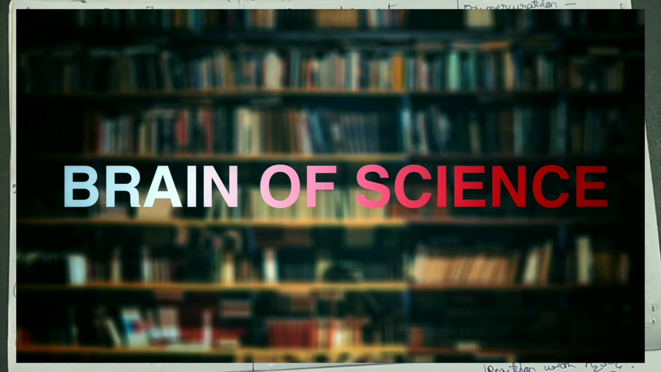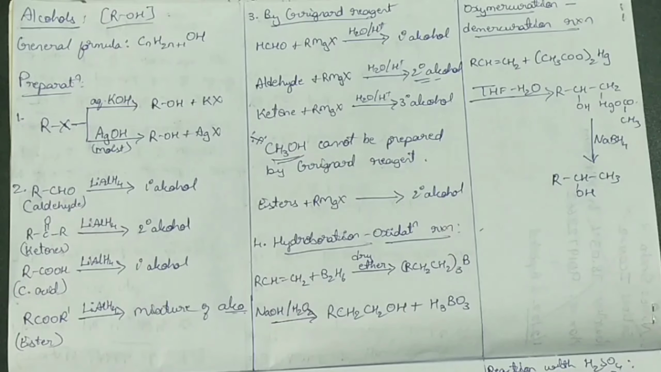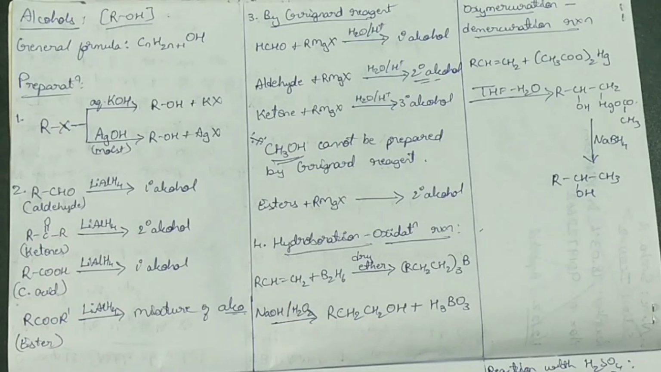Everyone, in today's video we shall know about alcohols, phenols and ethers. The general form of alcohol is ROH and the general formula of alcohol is CnH2n+1OH. First we shall look into the preparation of alcohol.